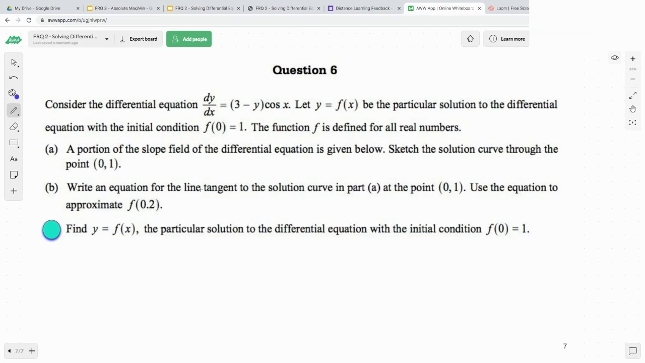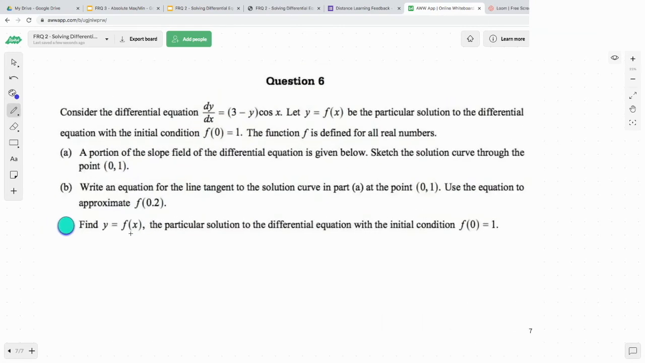Okay, let's go ahead and look at our last question. So this is a 2014 AP exam question. We're going to find a particular solution again with the initial condition f of 0 equals 1. So let me write my equation first. dy/dx equals 3 minus y times cosine x. So let's separate the variables. So this is going to be dy over 3 minus y equals cosine x dx.